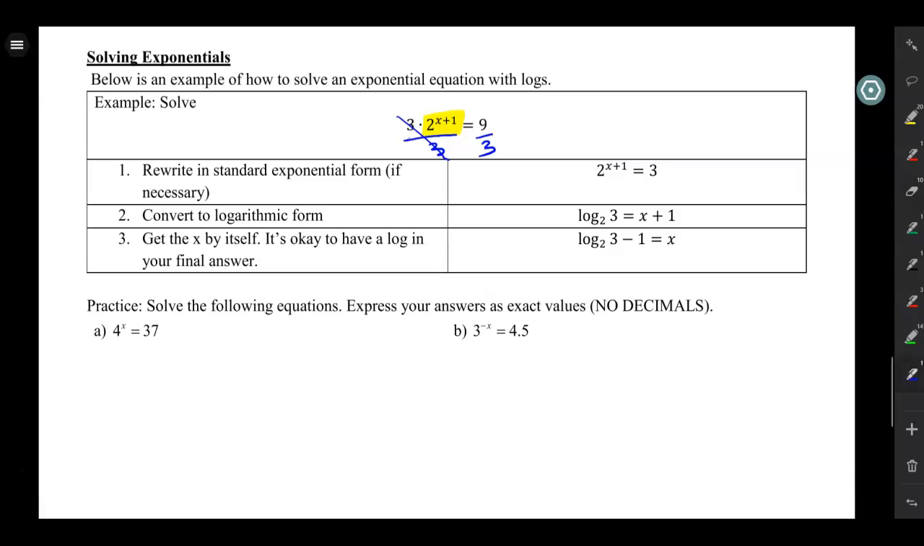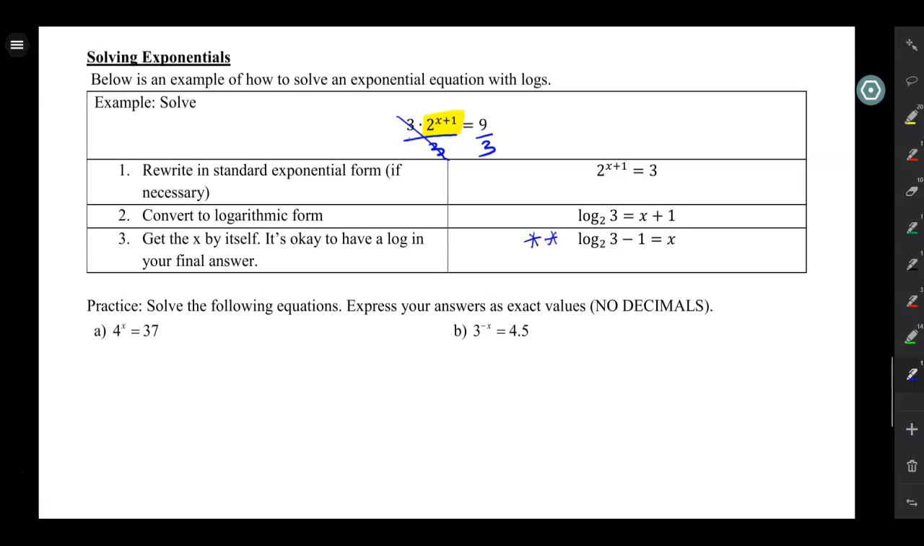So we are going to convert this from exponential form to logarithmic form. So log base 2 of 3 is equal to x plus 1. Then we need to get the x by itself. So I'm going to subtract 1 from both sides and have log base 2 of 3 minus 1 is equal to x.